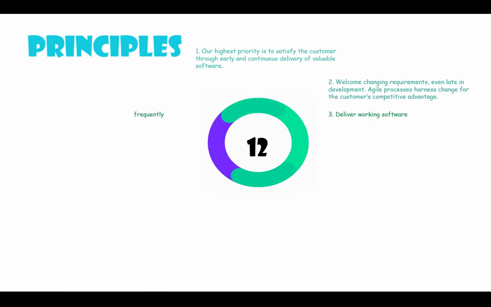Now the third principle is: deliver working software frequently, from a couple of weeks to a couple of months, with a preference to the shorter time scale, right? So if we have a Scrum with a 2-week sprint, then you will be delivering some kind of working software every 2 weeks.